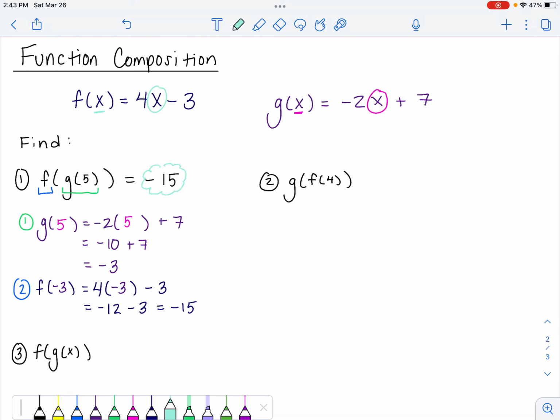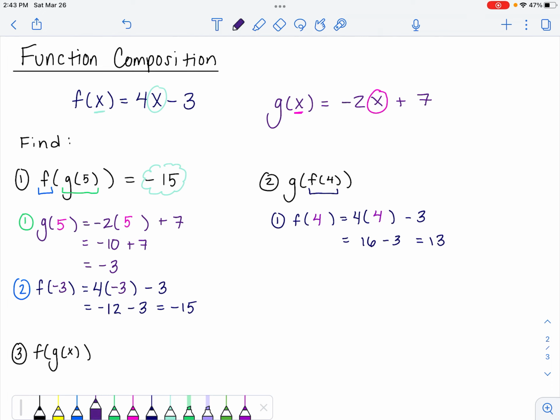Let's do another example. Now we're going to switch the order. So now we're doing the f equation first on the inside. The first thing I'm going to do is find f of 4. Again, our f equation tells us to do 4 times whatever the x value is, our input, and then subtract 3. And we're going to put 4 inside of those parentheses. So 4 times 4 is 16, and then minus 3 gives me 13.